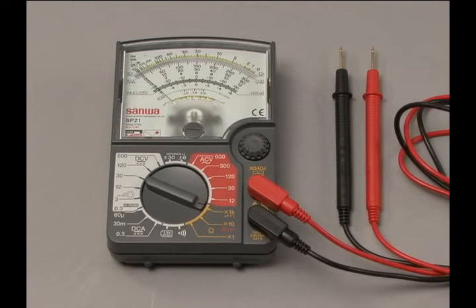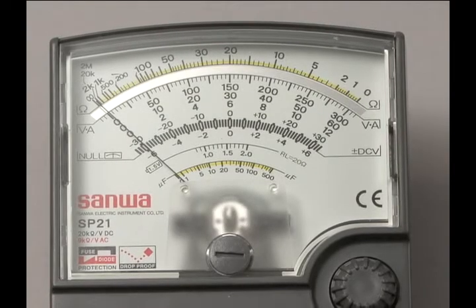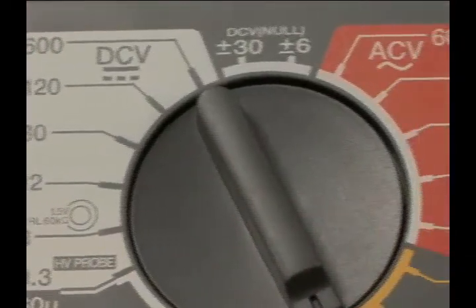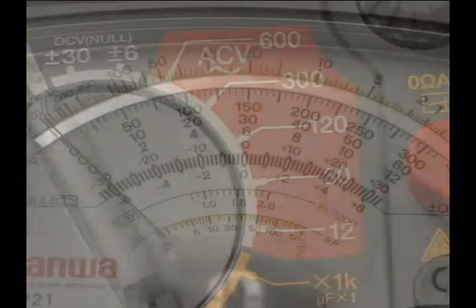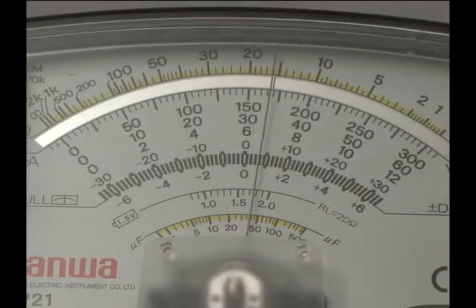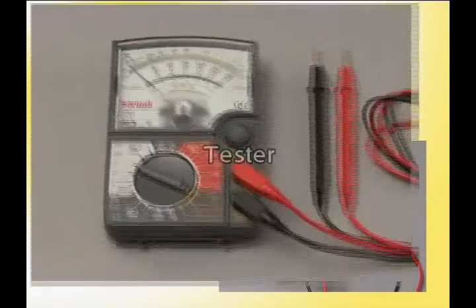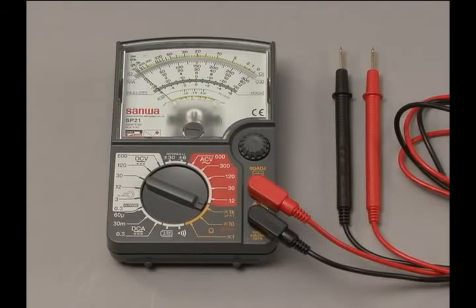Proper use of testers makes it possible to measure voltage, current, and resistance value of electrical equipment, detect damage to the equipment quickly, and repair it. There are two types of testers, analog and digital. First, let's see how to use an analog tester.